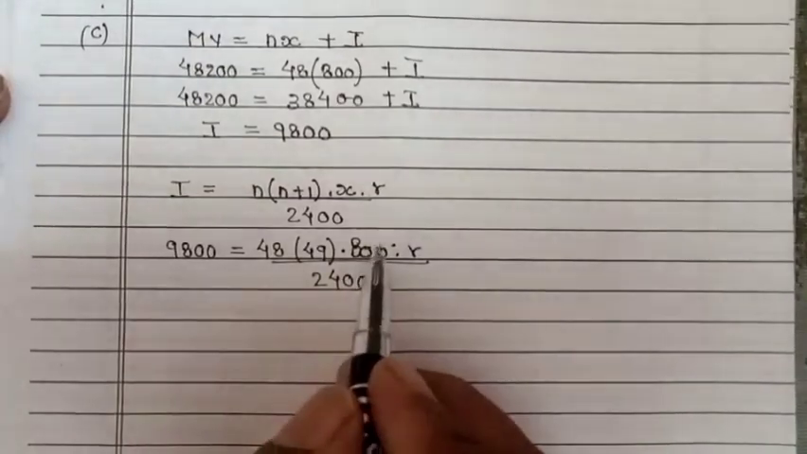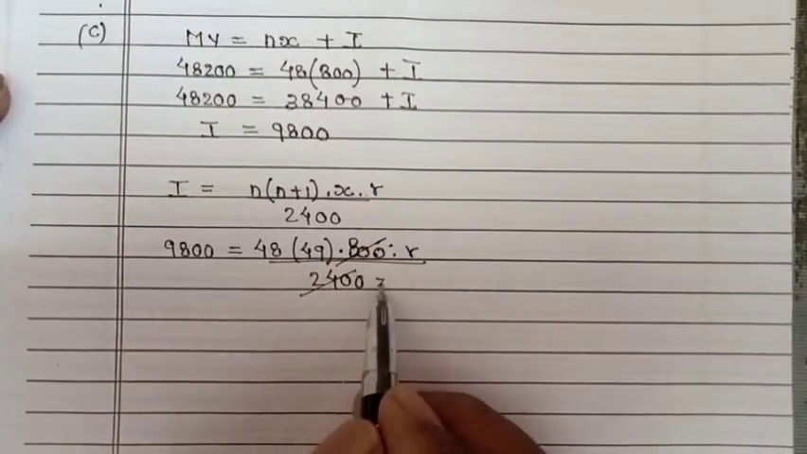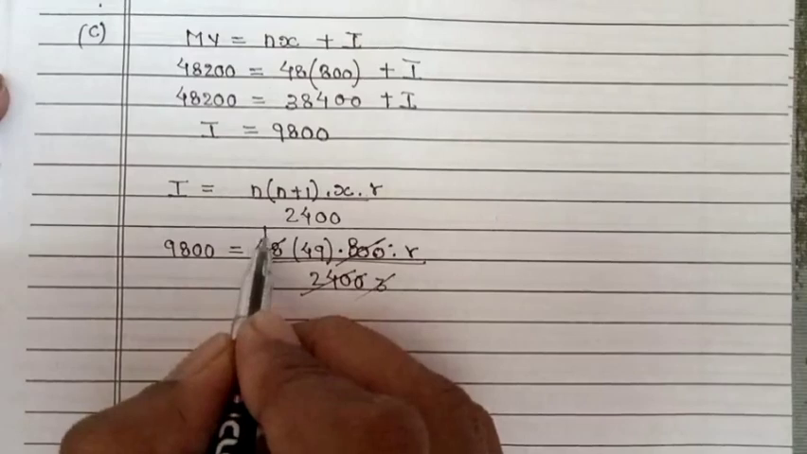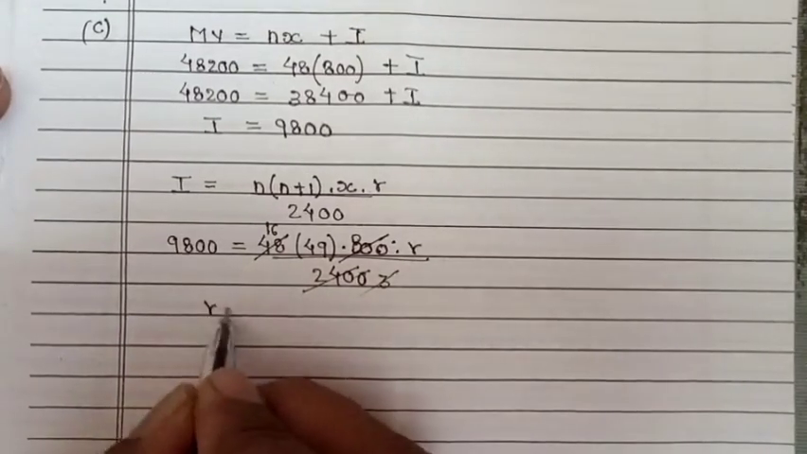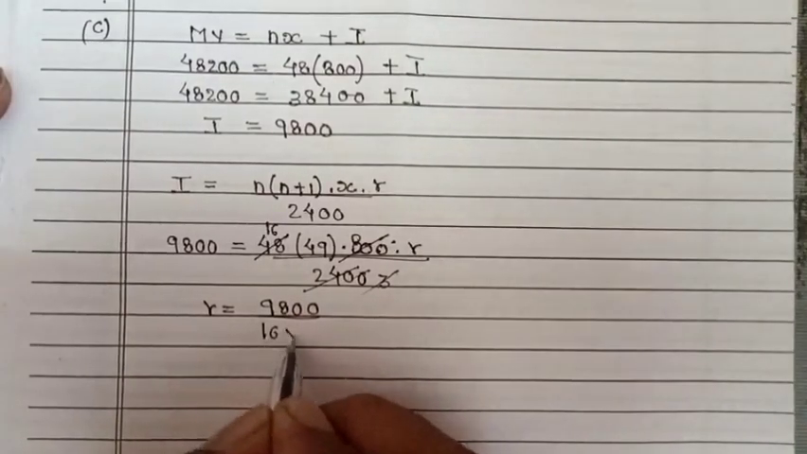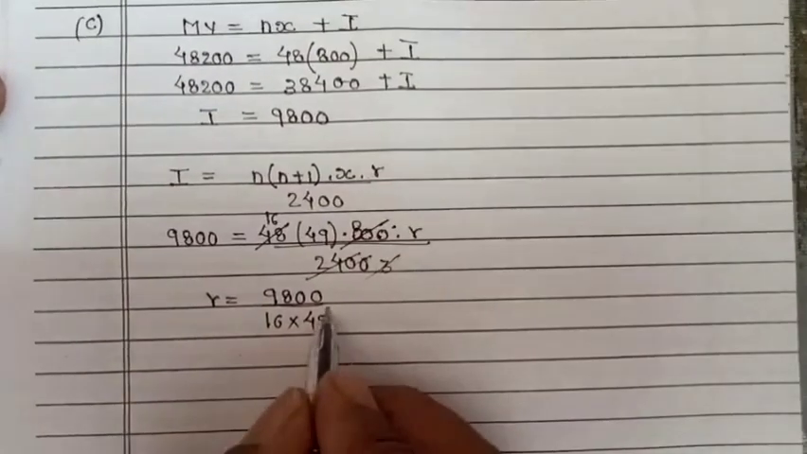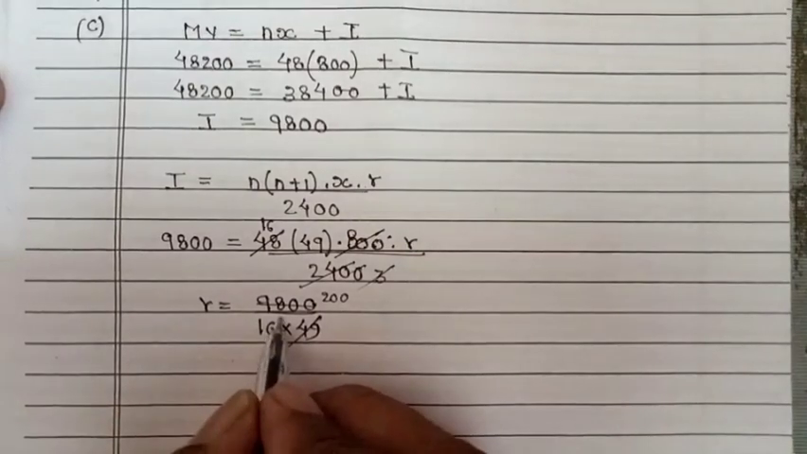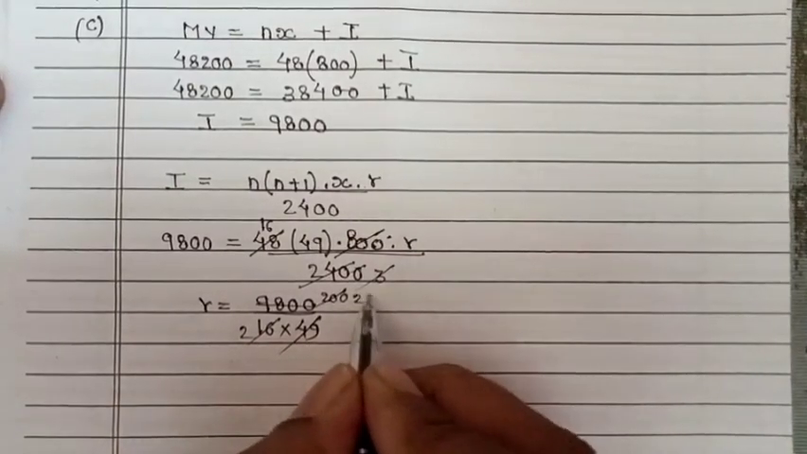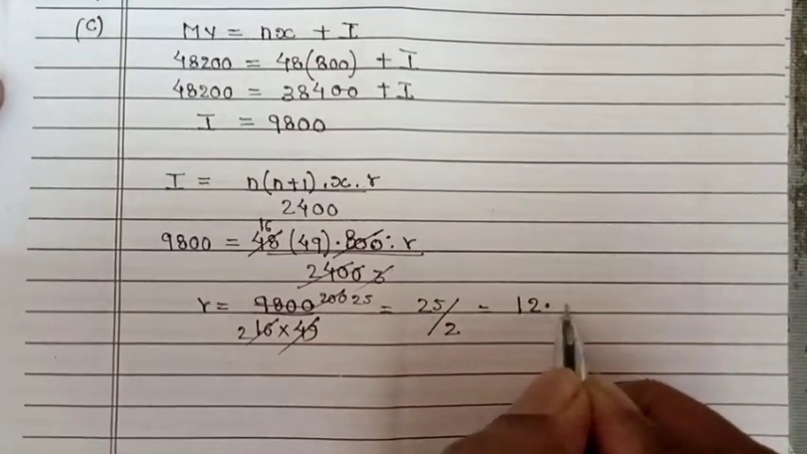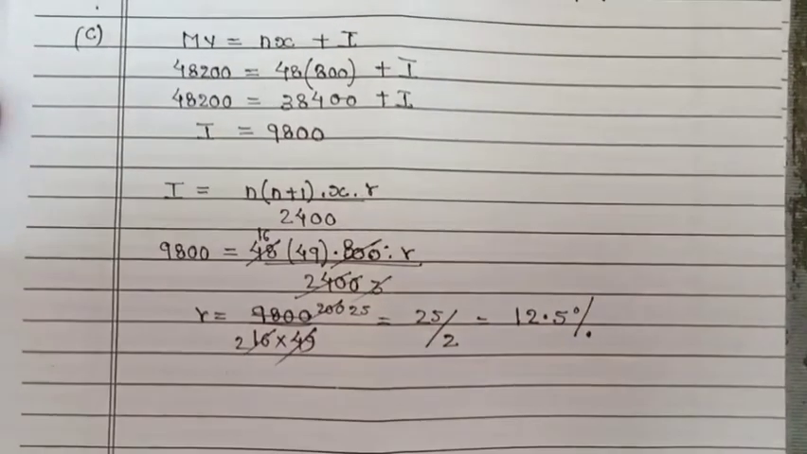Okay, let's simplify this. First of all, 800 will reduce 2400 3 times. 3 will reduce 48 16 times. So R is equal to 9800 upon 16 into 49. 49 will reduce this 200 times. Then 8 will reduce it 2 times. 8 will reduce this 25 times. So R is equal to 25 upon 2, that is 12.5%. This is how we can calculate the rate of interest.